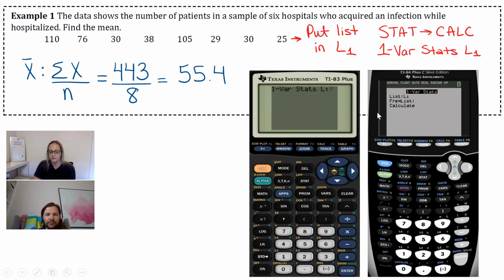And then for the other type of calculator, when you go to 1-Var Stats, it might bring you to the screen where it's going to want you to tell it what list to use. So you should have L1 there by default. If you don't for some reason, then just go ahead and type second 1, and that's going to type in L1 there. For the frequency list, just leave that blank. We don't want that there. And then you're just going to go down to calculate, click enter, and either way, you should get the 55.4.